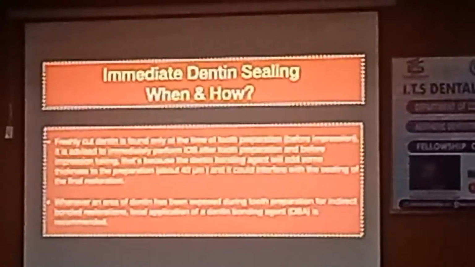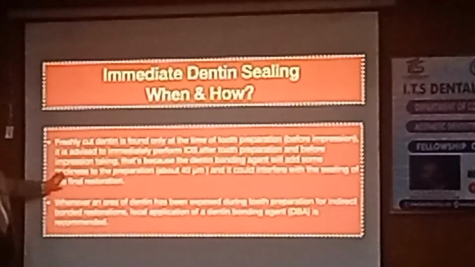So when do you do this immediate dentine sealing? Freshly cut dentine is found only at the time of tooth preparation, that is, before the impression. Immediately when the dentine is freshly cut, it is advised to perform your immediate dentine sealing after tooth preparation and before impression taking. That's because the dentine bonding agent will add some thickness to the preparation.